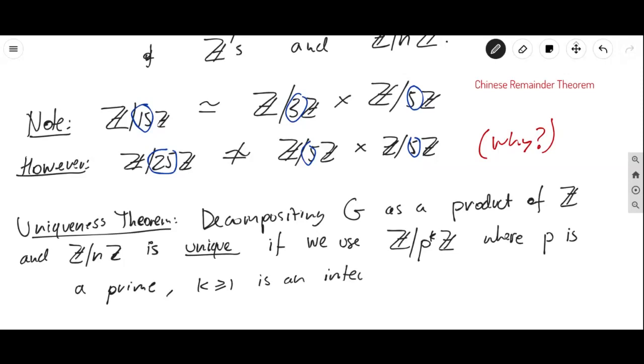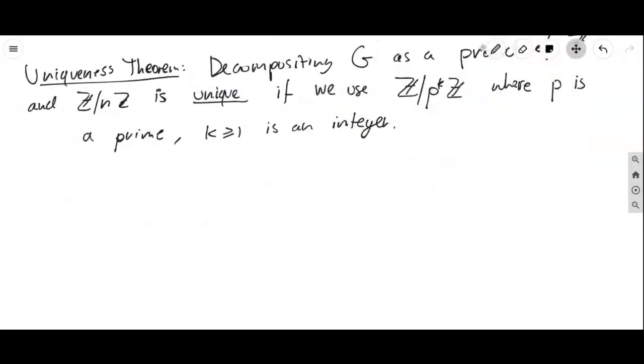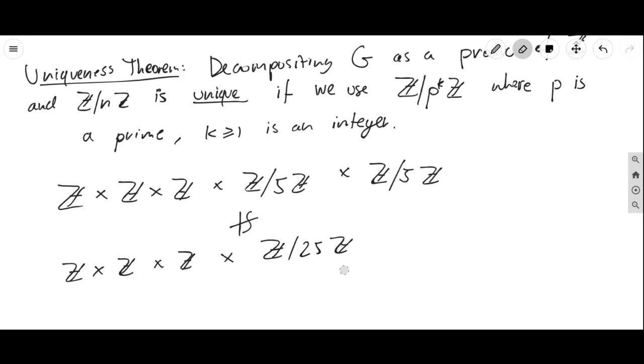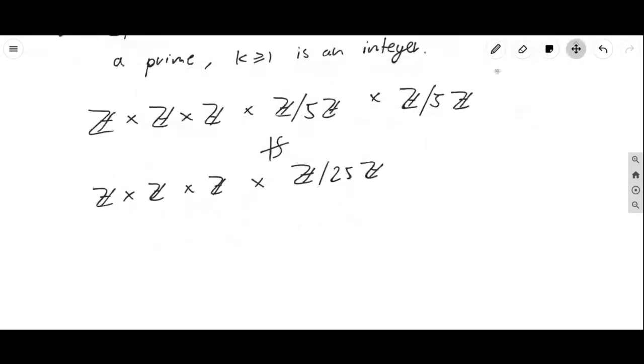So prime powers. If you're using prime powers, it's kind of like prime factorization of a number. So, for example, if you have Z times Z times Z, let's say you have 3 copies, and then you have Z mod 5Z, and you have Z mod, let's say, 5Z, then this is not isomorphic to Z mod 25Z, even though 5 times 5 is 25. That's what we mean. So you would split the factors into prime factors. Also, to add, this will not be isomorphic if you only had 2 copies of Z.